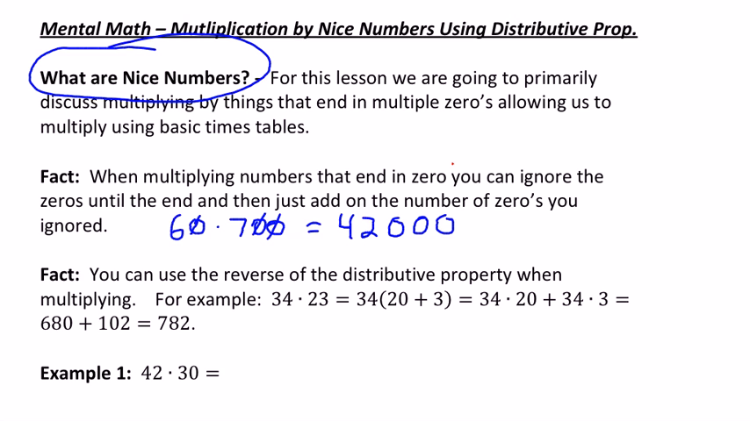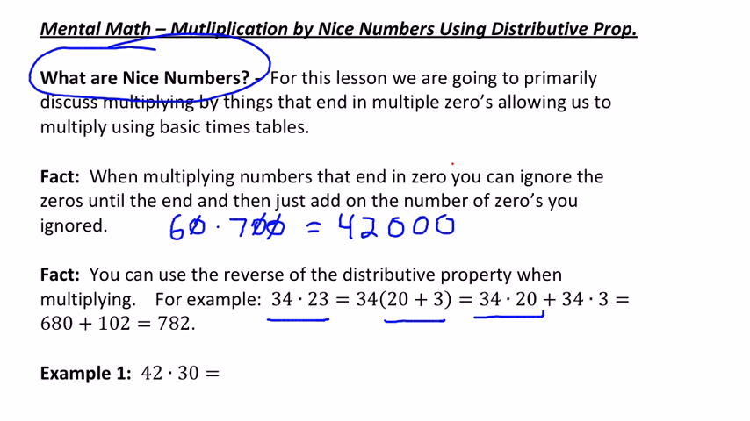Okay, one other fact is you can use the reverse of the distributive property to help yourself. So for instance, 34 times 23 might be a little bit overwhelming to try to do in your head, but if you realize that 23 can be written as 20 plus 3, then using the distributive property, you can do 34 times 20 plus 34 times 3.